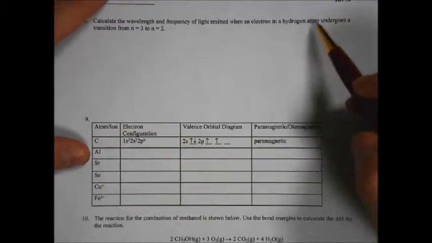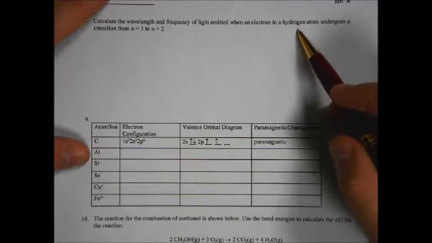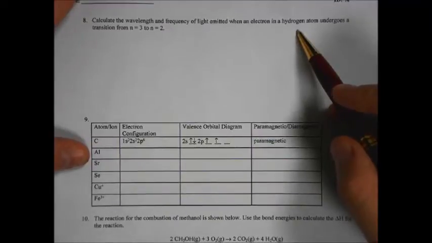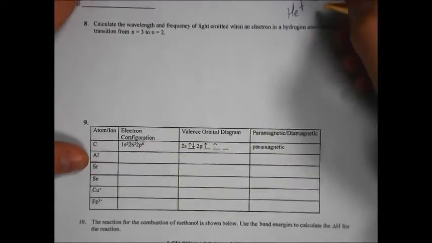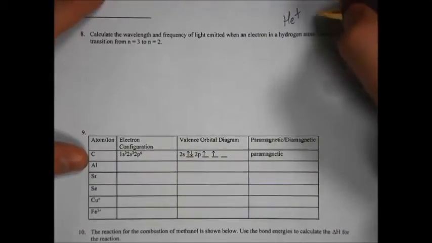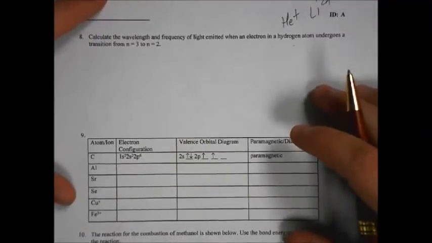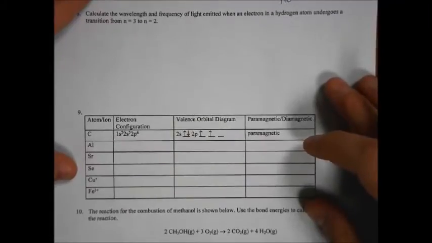And then it says from a hydrogen atom. That's important to remember, because on the exam the Bohr model only works for the hydrogen atom or any atom that has 1 electron. So you should be prepared to potentially do this for a helium plus atom, for a lithium 2+ atom, and so on and so forth. But basically, this is going to work for the hydrogen atom because it has 1 electron. So calculate the wavelength and frequency of light emitted.